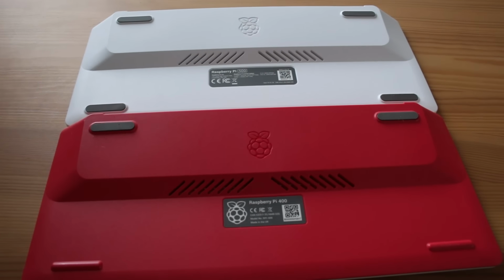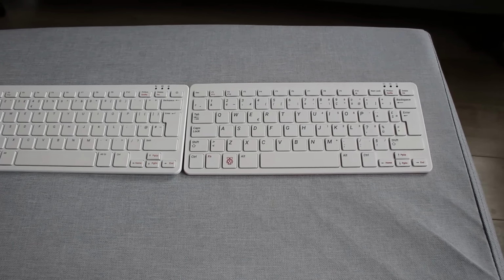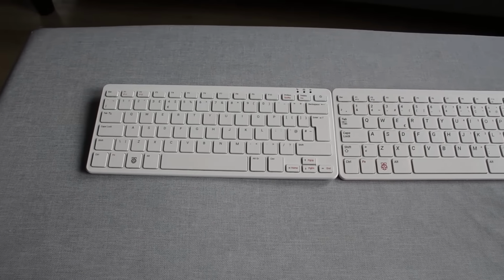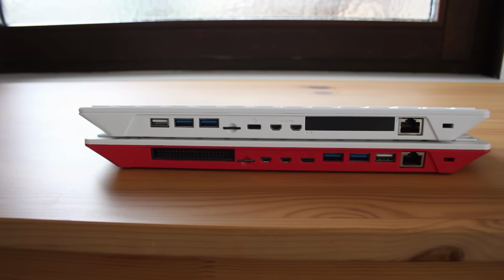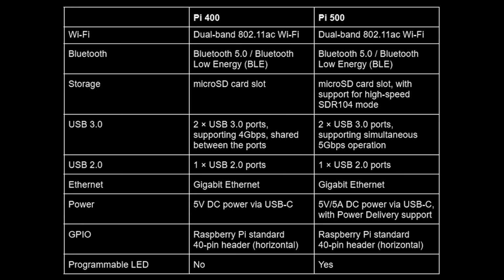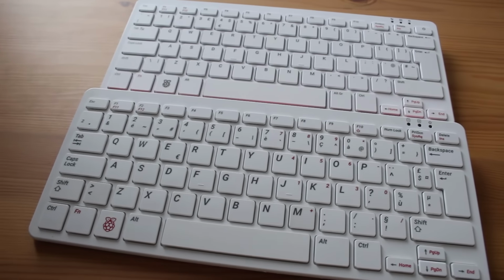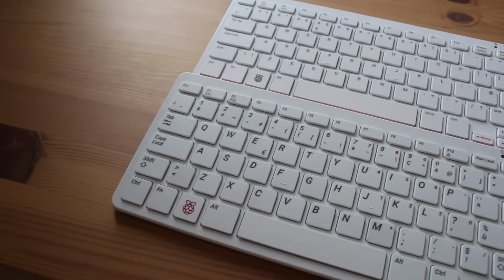Another USB 2 port, gigabit Ethernet. Same thing, you've got the power via USB-C. However, you need more power with the Pi 500 because you need more power with the Raspberry Pi 5. You've still got the 40-pin header, just like you've got on every Pi almost, and you can access that, but it's horizontal now, coming out the back of the keyboard. Exactly the same between the two, and you've now got that programmable LED on the Pi 500, something you didn't have on the Pi 400.